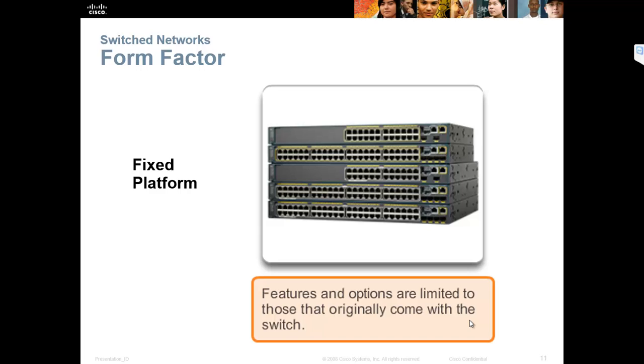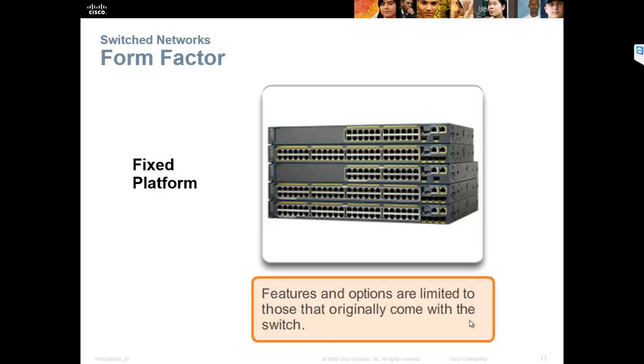So here are just some examples of the different types of switches that specifically Cisco has, which is what we'll talk about here. And this is the fixed platform form factor. These are the ones that you're probably most familiar with. And what a fixed platform means is that these are designed where you've got the number of ports they come with. You buy a 48 port fixed platform switch and it's got 48 ports on it. That's all there is.